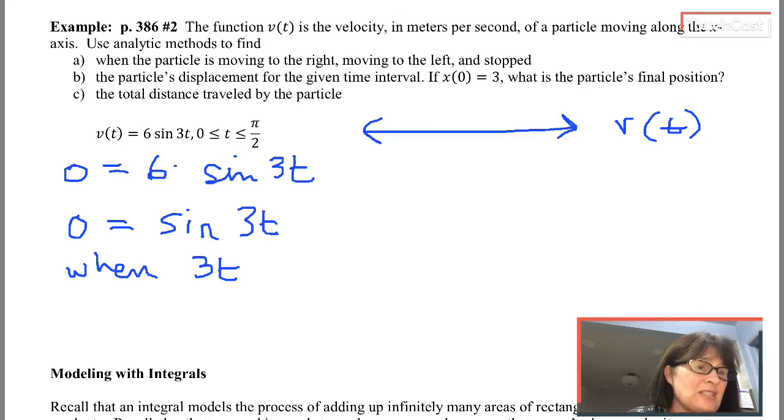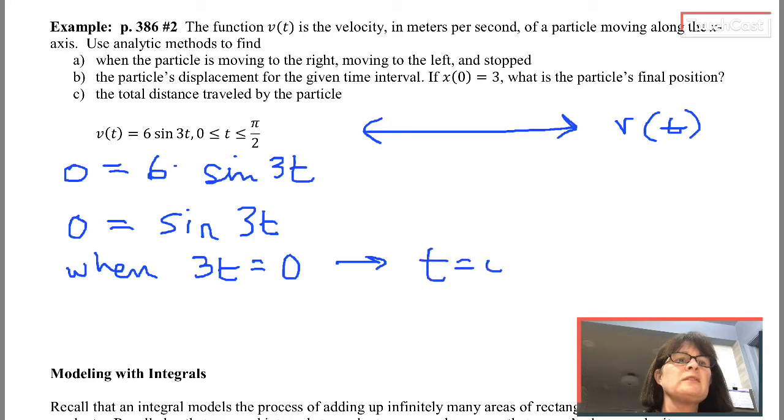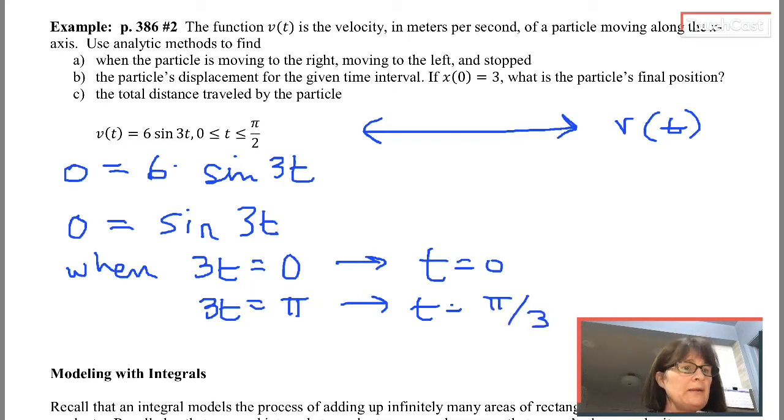Now, sadly, I don't have just the sine of t, I have the sine of 3t, but that's okay. So I need 3t to equal 0. What should I sine to get 0 as the result? I need to sine 0. Well, that means what's getting signed needs to equal 0. So 3t equals 0 tells me that happens when t equals 0. The next time it could happen is if 3t equals pi, which tells me that t equals pi over 3.